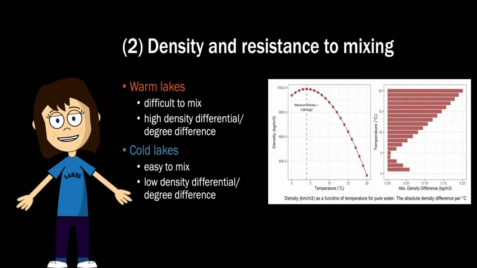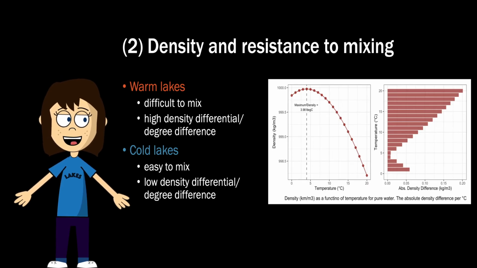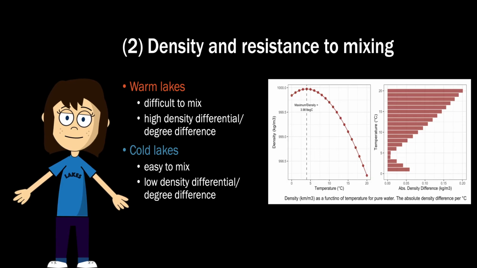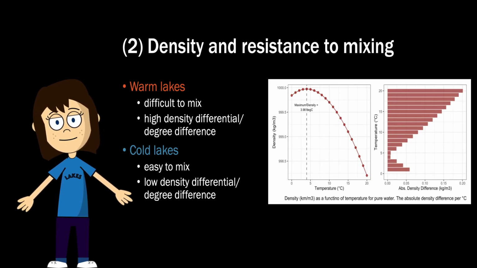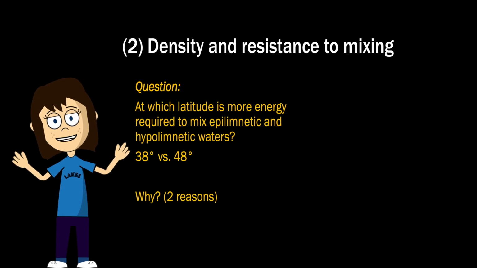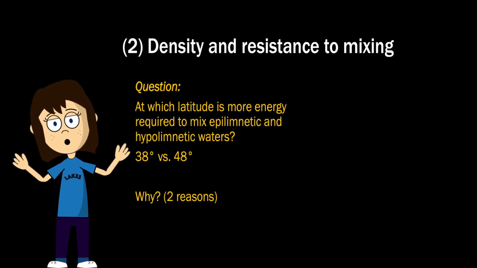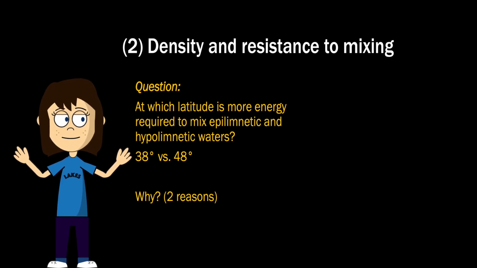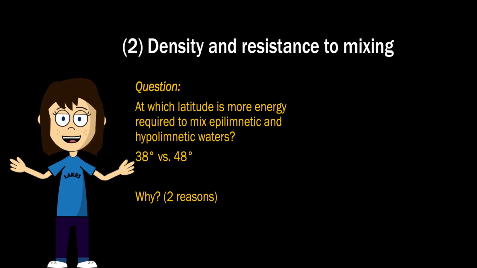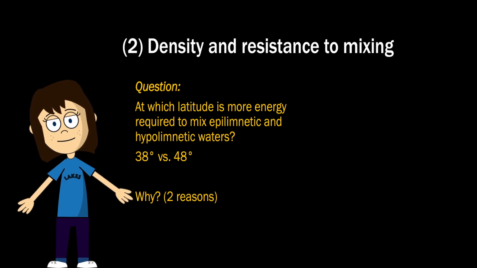So that means warm lakes are more difficult to mix, because they have a higher density differential, whereas cool lakes are easier to mix because they have a lower density differential. So question for you. At which latitude is more energy required to mix epilimnetic and hypolimnetic waters? 38 degrees north or 48 degrees north? Why? There's actually two reasons.